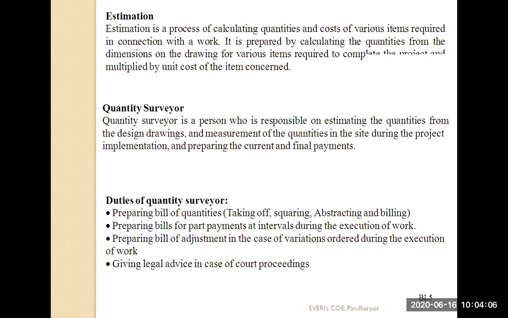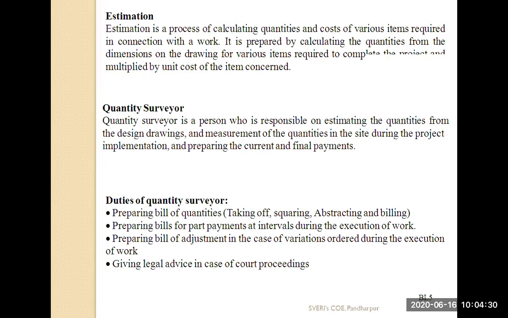Estimation is nothing but the process of calculating the quantities and the cost which are required for the construction work. So whatever quantities and cost we require for that construction activity, the quantities of the material and the cost for each material which is required, we are going to calculate, and that process we call the estimation process. Then the quantity surveyor is the person who is responsible for completing the whole process of estimation.